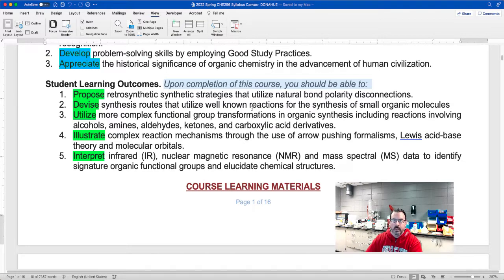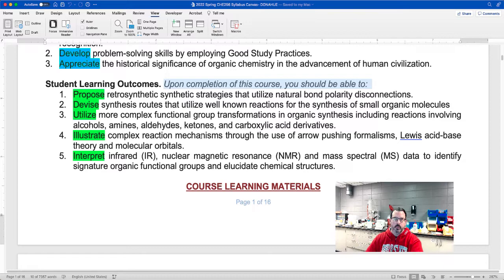So in terms of learning the reactions, you sort of learn the reaction in the forward sense. We're going to spend time looking at functional groups and products and sort of reverse engineering that back to the starting materials. Number 2, devise synthesis routes that utilize well-known reactions for the synthesis of small organic molecules. Again, that falls under the guise of retrosynthesis.